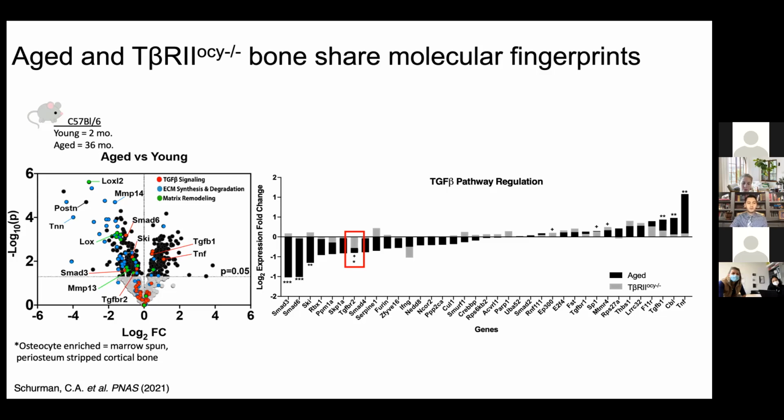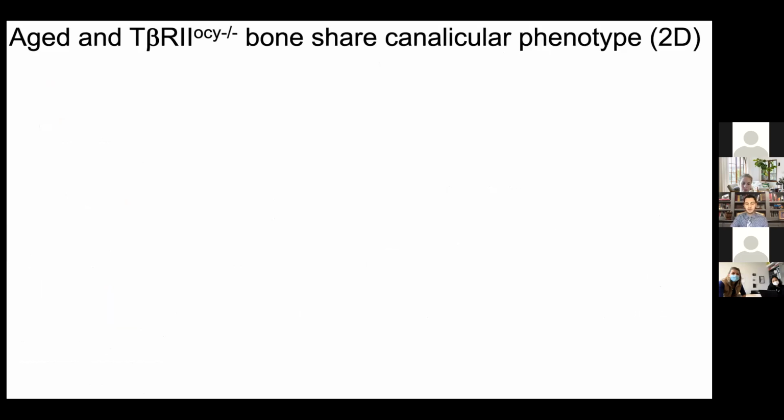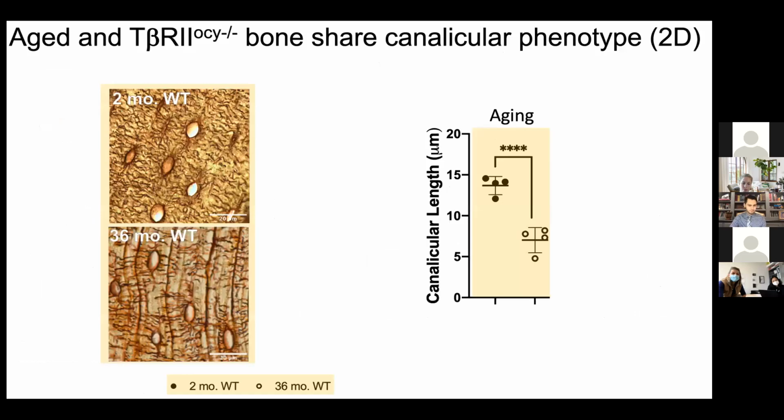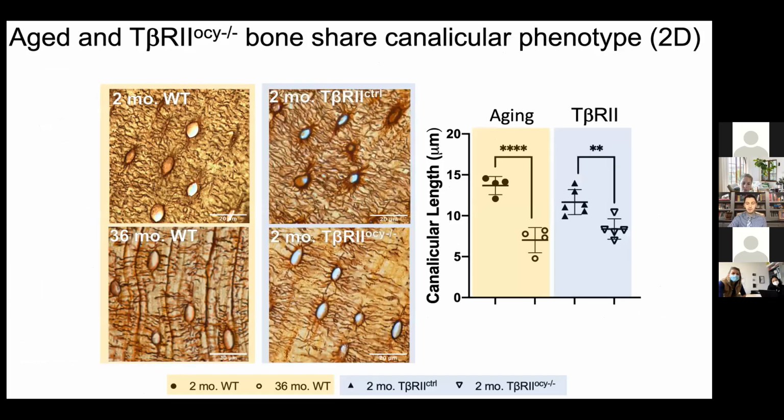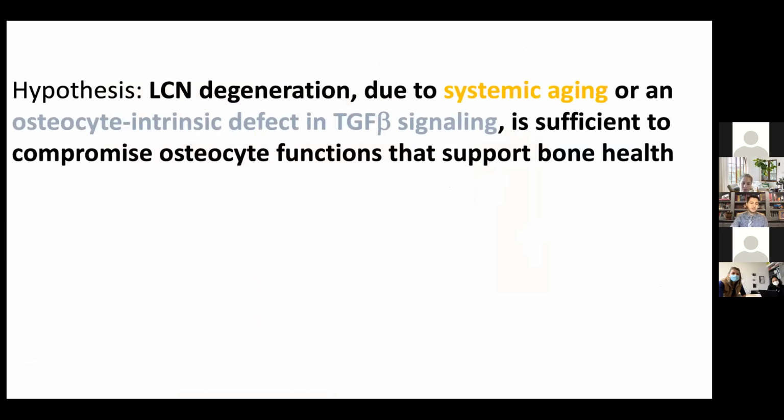When we look at a phenotypic similarity between these two mouse models, using silver nitrate staining in 2D, we see a loss of canalicular length in the aged mice that is mirrored by the loss that we previously saw in the TGFR2 model. Given these similarities, we generated the hypothesis that lacunar canalicular degeneration, either through systemic aging or osteocyte intrinsic defects to TGF-beta signaling, is sufficient to compromise osteocyte functions that support bone health.